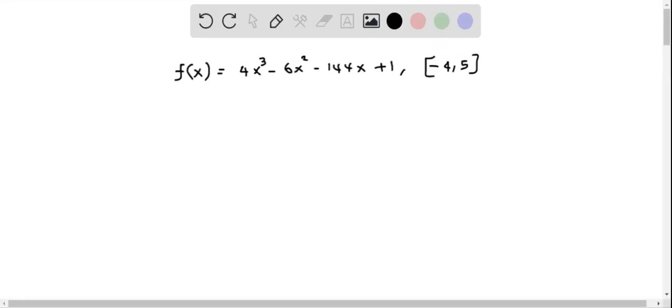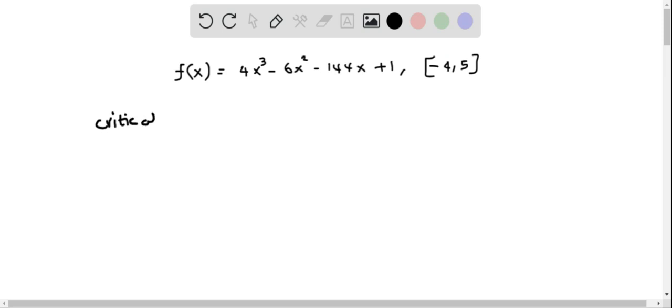We now determine the absolute maximum and absolute minimum of this function f of x, which is 4x cubed minus 6x squared minus 144x plus 1 on the interval negative 4 comma 5. Remember that absolute maximum and absolute minimum can occur at endpoints or at the critical points. So first, let's determine the critical points of the given function f of x.